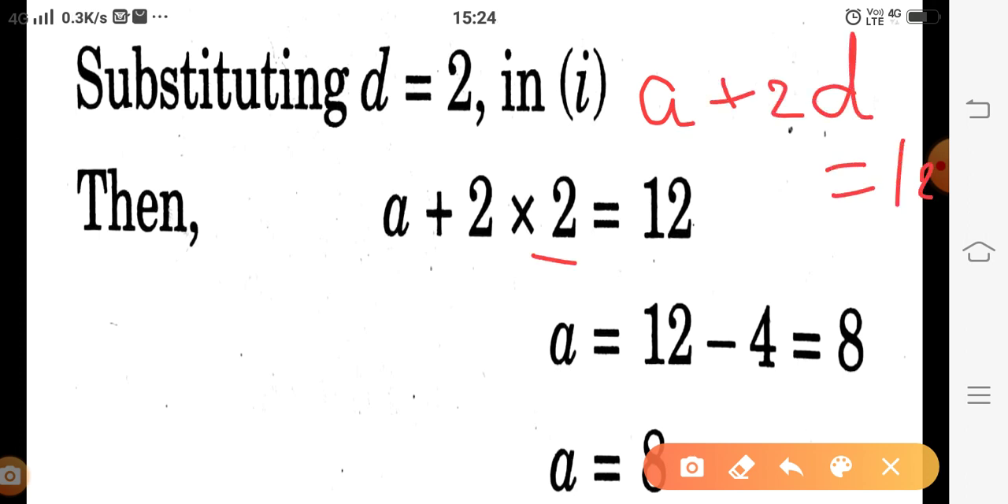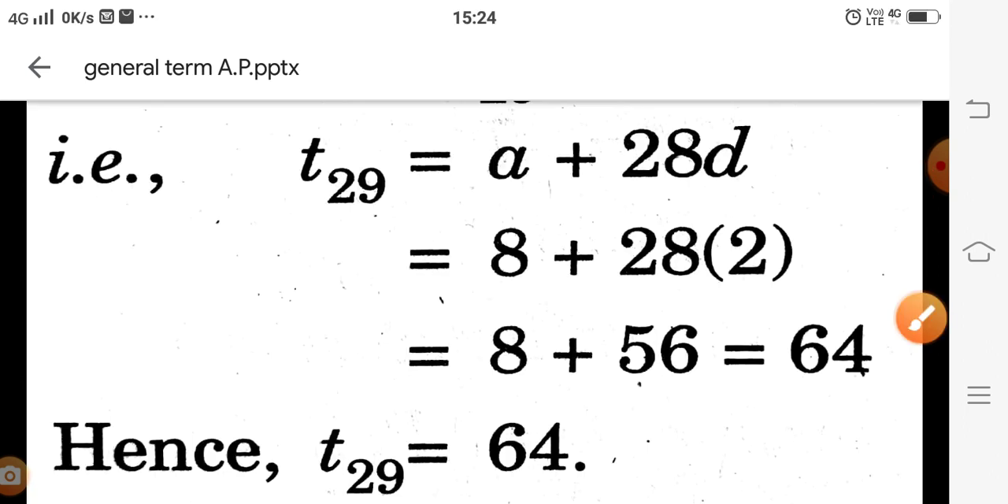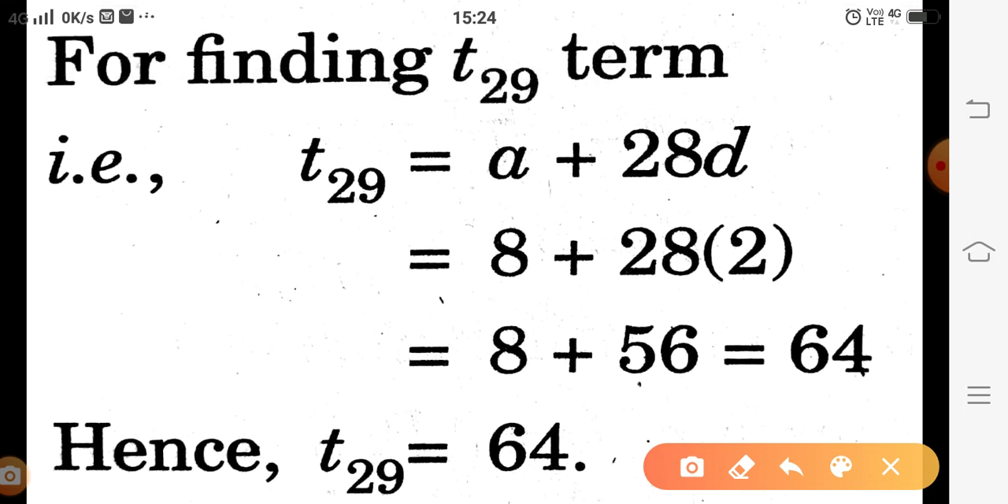Then the value of d I am putting here is 2. Then a plus 2 into 2 is 4, and if you are taking 4 on the other side, then 12 minus 4 we are getting 8. Means the value of the first term we have is 8. Now the value of d we have 2, value of a we have 8. These two values we have, so we are easily able to find the 29th term of the given AP.